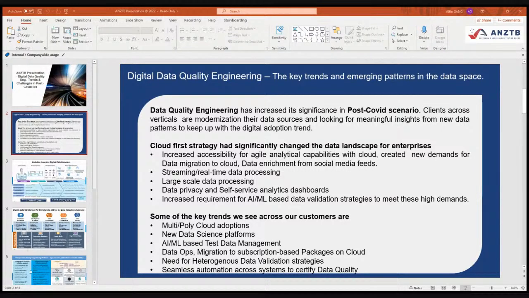We are also looking at data privacy and self-service capabilities in terms of dashboards and a lot of tool sets where the team members or the stakeholders can go and have a look at it firsthand, and also increased requirements for AI and ML capabilities as well. So that is also in high demand.